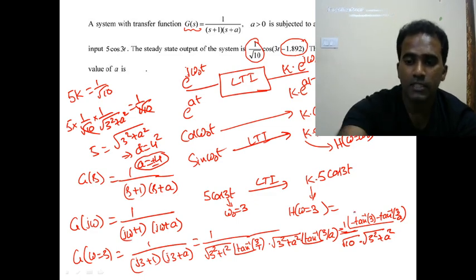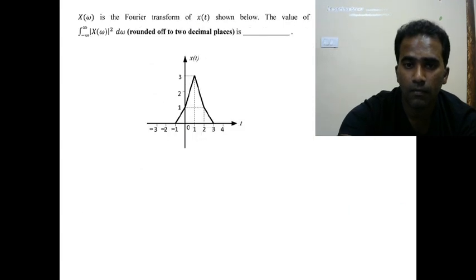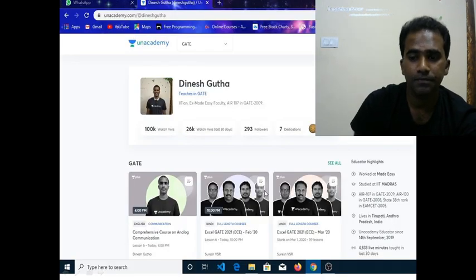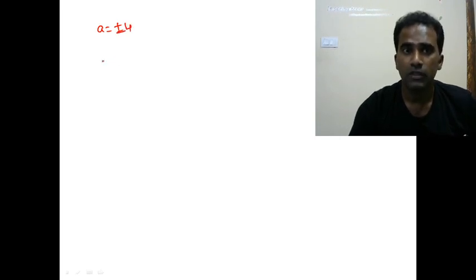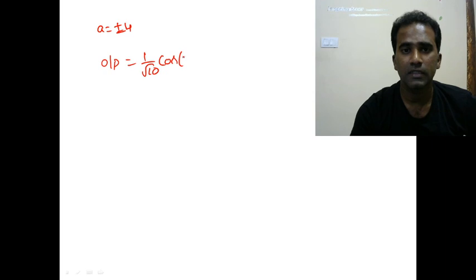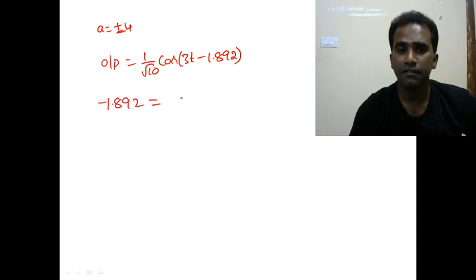So let us understand this one. So the output is 1 by root 10. Actually, we got the answer as a can be plus 4 or minus 4. We have to choose whether it is plus 4 or minus 4. So basically, the output we got is 1 by root 10 into cos of 3t minus 1.892, something like this. So the phase part here is minus 1.892. And the phase part that we got is minus tan inverse of 3 minus tan inverse of 3 by a.